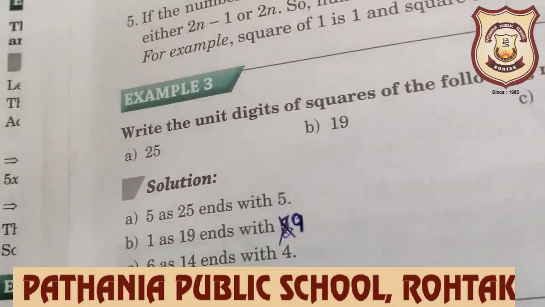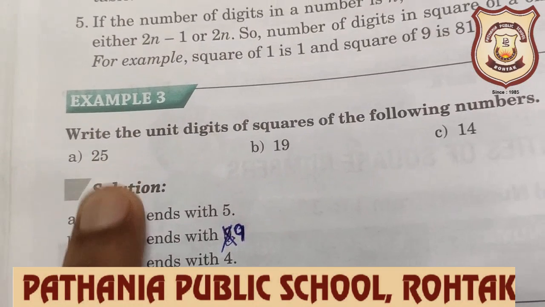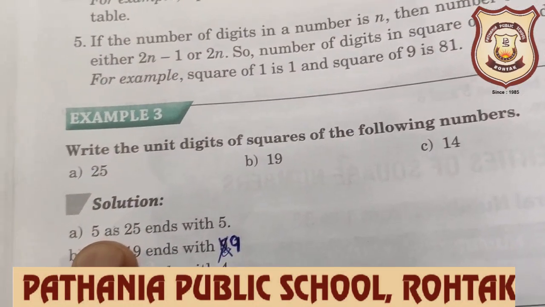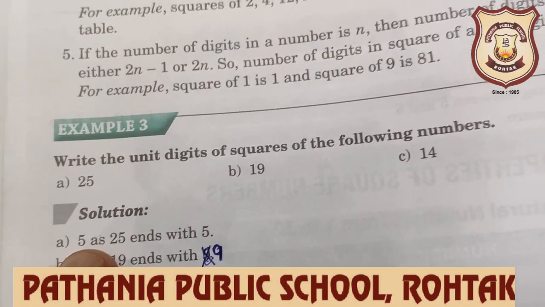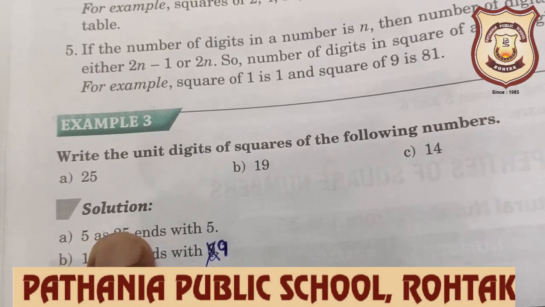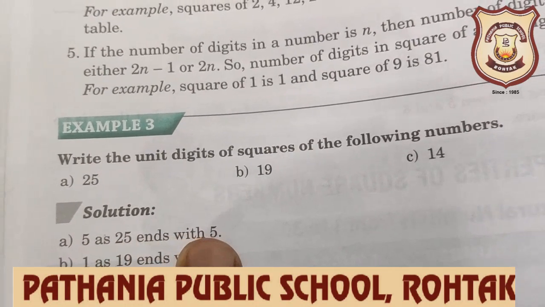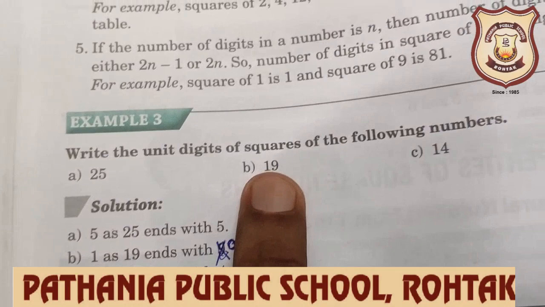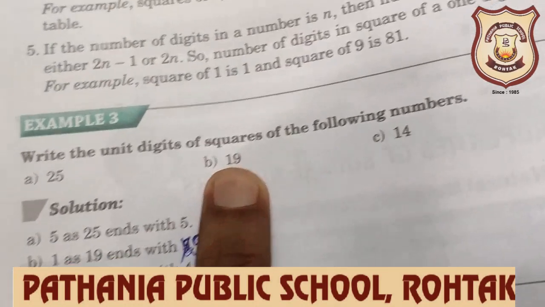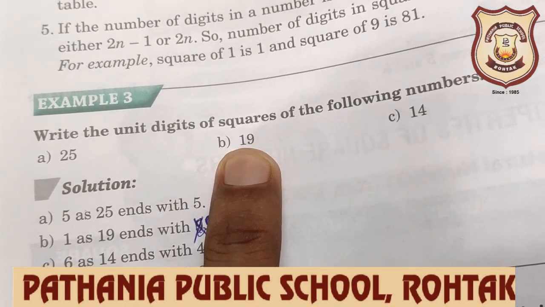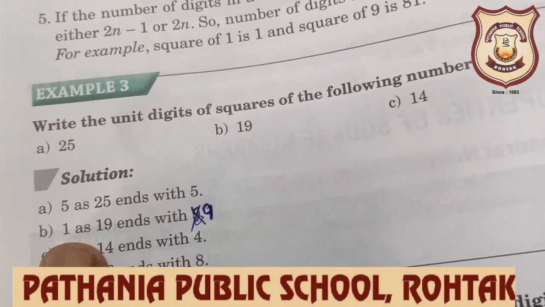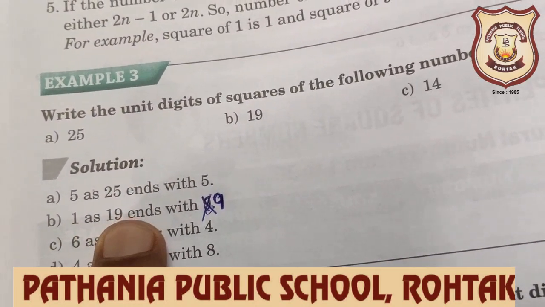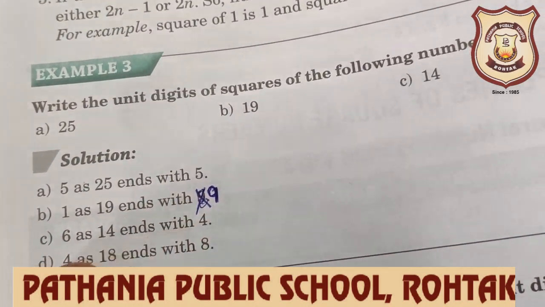You think it like this. The square of 25 ends in 5 because 25 ends with 5. What is the square of 19? Whatever the square of 19 is, the unit digit of 19 squared is 1 because 19 ends with 9.